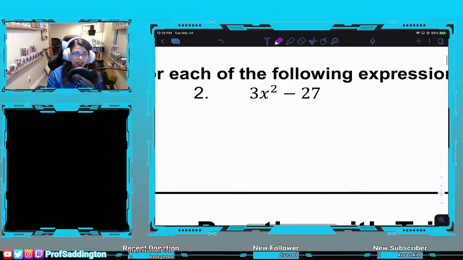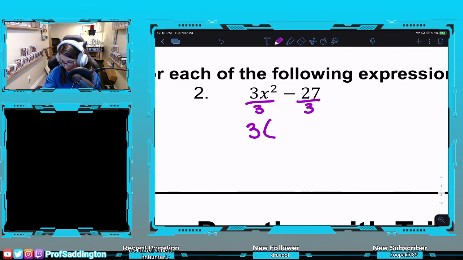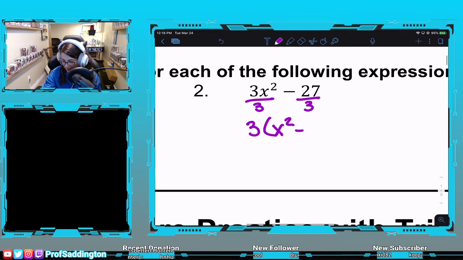And number 2, again, we want to check to see, do we have a GCF? And in this case, we do. It's a 3, so I can divide each term by 3. So I'm left with x squared minus 9. And when I see that subtraction, I want to see, do I have a dot situation?